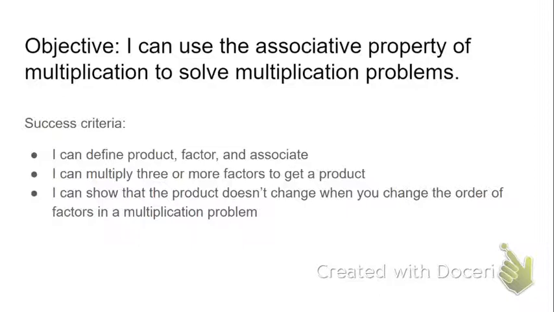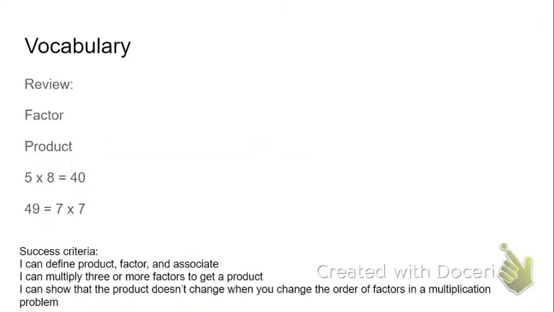The success criteria: I can define product, factor, and associate. I can multiply 3 or more factors to get a product. And I can show that the product doesn't change when you change the order of factors in a multiplication problem. Let's go. Let's talk about some vocabulary here.